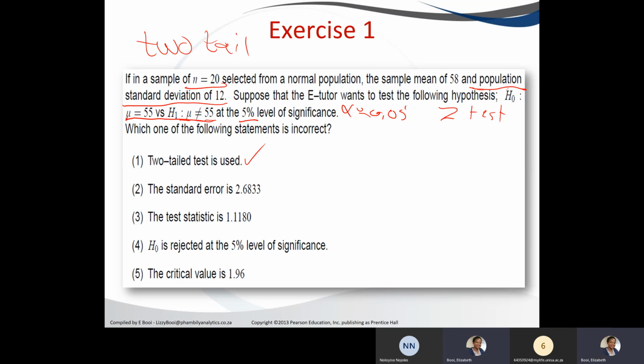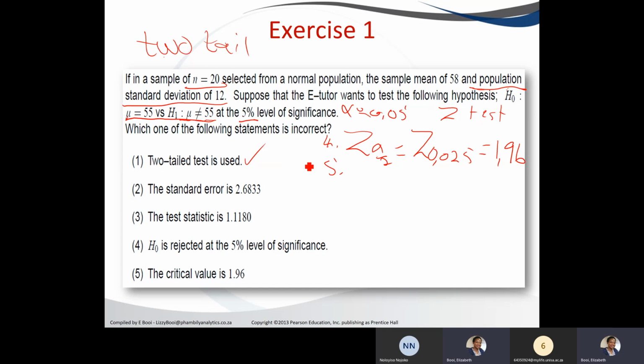Step number 4, find the critical value. Since we're doing a two-tailed test, we're going to use Z alpha divided by 2, which is Z of 0.025 when we divide 0.05 by 2. And this we know is 1.96. We did an exercise earlier where we used alpha of 0.05. That is step number 4.